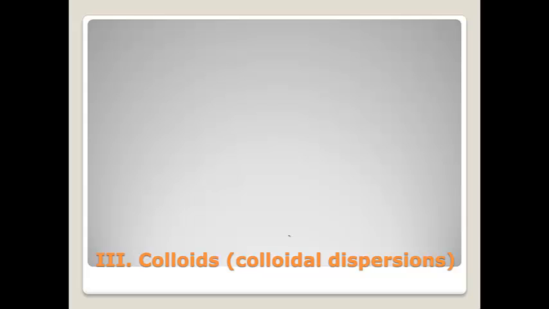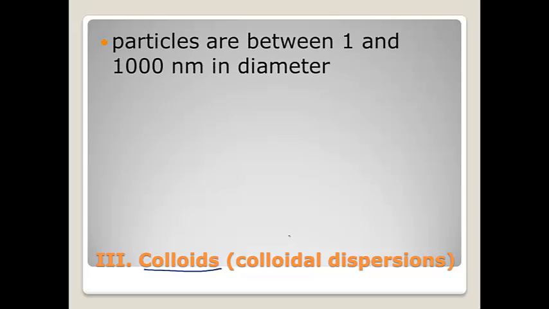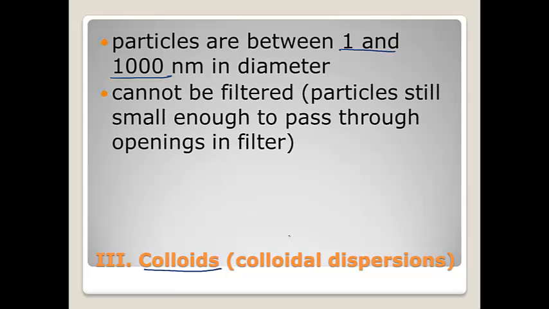Okay, next type of mixture we have, colloids, or colloidal dispersions. This is what happens when you have particles that are between 1 and 1,000 nanometers. Above 1,000 nanometers, it's a suspension. Below it, it's a solution. Now, these particles are still small enough that you can't filter them out. They pass through the openings in a filter.